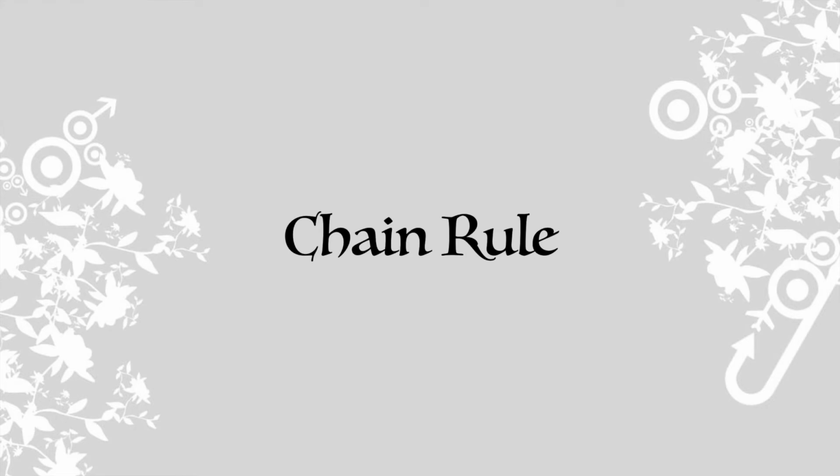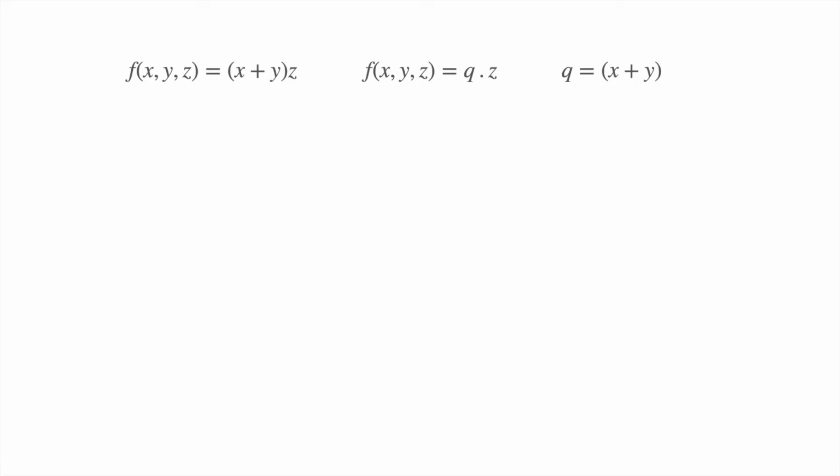Let's understand the chain rule of backpropagation. Let's take a slightly more complicated example. A function which takes 3 inputs x, y and z and performs (x plus y) into z. Let's break this down a bit. So we have an intermediate function q that performs the addition operation, and then that is multiplied with z to form the final function. So in terms of steps, we first perform q of x comma y, which is equal to x plus y, and then we perform f of q comma z, that is q into z.